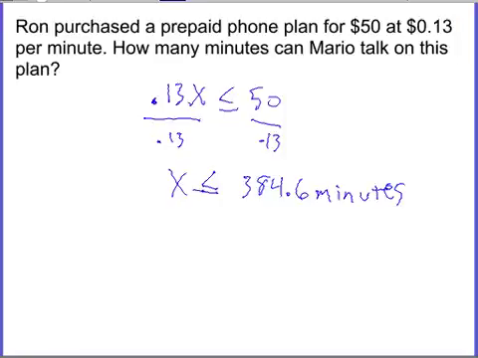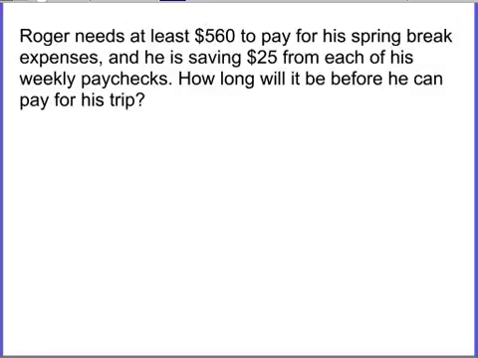All right. Another example: Roger needs at least $560 to pay for his spring break expenses. He is saving $25 from each of his weekly paychecks. How long will it be before he can pay for his trip? So he has to save up at least $560. Is it okay if he saves up more than that? Yes. Okay, sure. So how would we write this one? 25x, that's the number of weeks he's going to save, is greater than or equal to 560. Right, needs to be greater than or equal to 560.